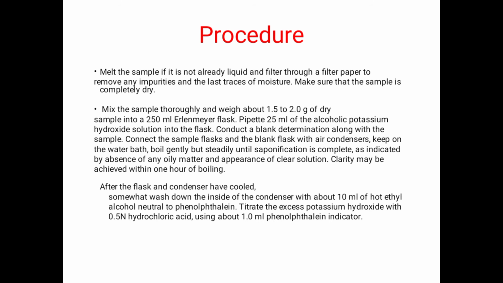So you have to take the sample, add alcoholic potassium hydroxide solution, reflux it, then cool it, add phenolphthalein indicator and titrate the excess KOH with your standard hydrochloric acid solution. The same procedure is performed for the blank. Blank means without sample. You have to add only alcoholic potassium hydroxide solution, then reflux it, add phenolphthalein indicator and titrate with hydrochloric acid solution.